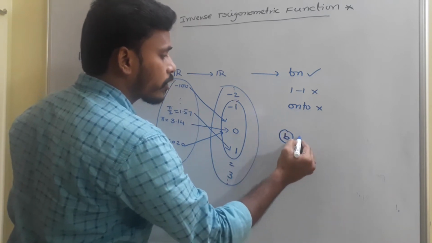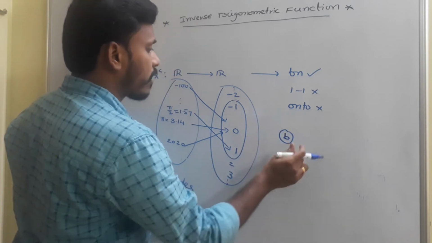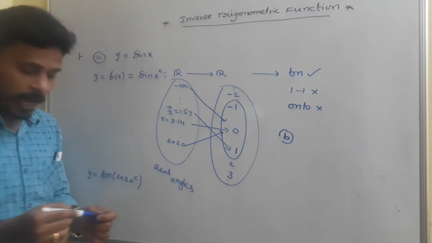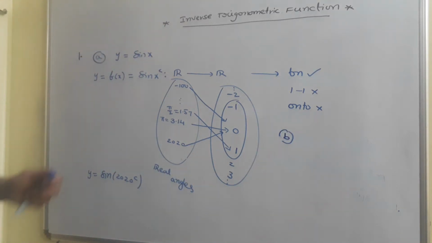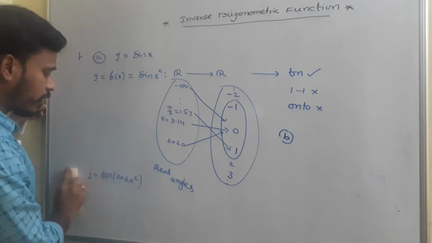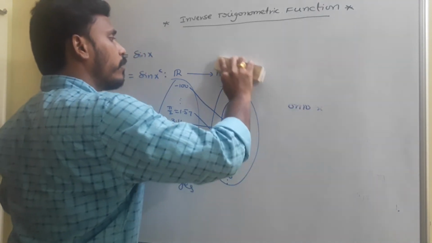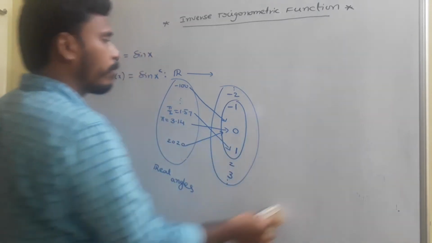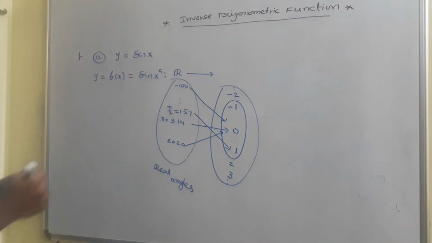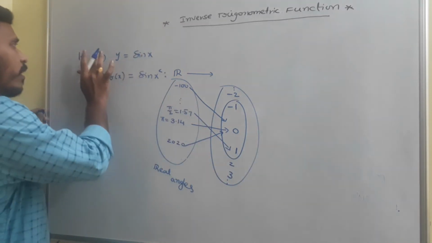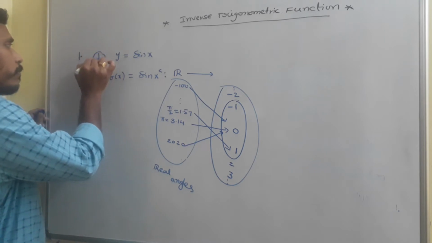See, now my function is this. Okay, just have a look. I will reconstruct the given function. Yeah, I am erasing this. You just have a look. First, suppose, the first one, sin x from real numbers to real numbers is just a function, not one-one and onto. That's a, and now this is b.